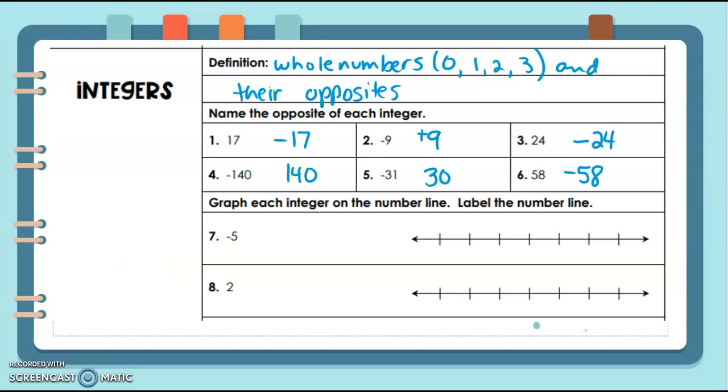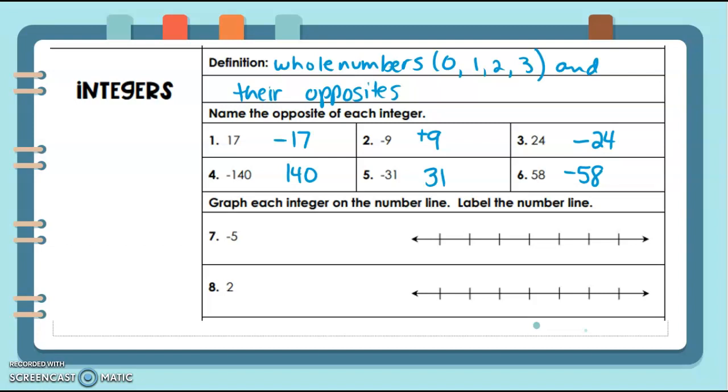Here we have number 4 is 140. Oops, I made a mistake. You see? Should be 31. Negative 31, the opposite is 31. 58, the opposite is negative 58.